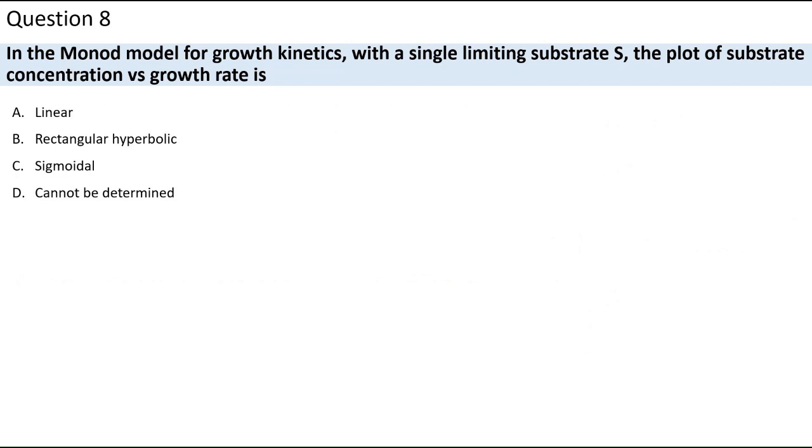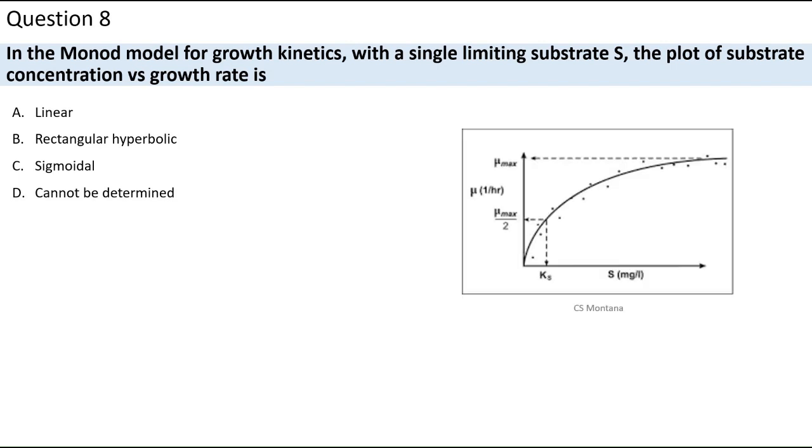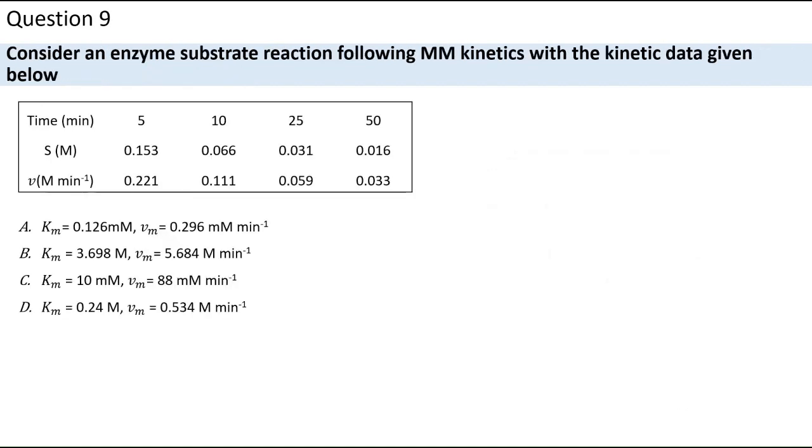Moving on to question 8. In the Monod model for growth kinetics, with a single limiting substrate, the plot of substrate concentration versus growth rate is linear, hyperbolic, sigmoidal, or cannot be determined. As we cannot determine it as such, we'll just try to compare the formula. This is the Monod model equation. Anyway, it's not linear, that is for sure. Linear is y is equal to mx, that is not here. Whereas the rectangular hyperbola equation is y is equal to ax divided by b plus x. It's a rectangular hyperbola.